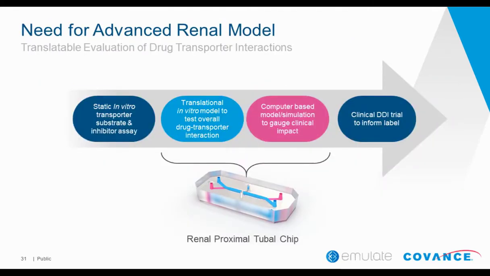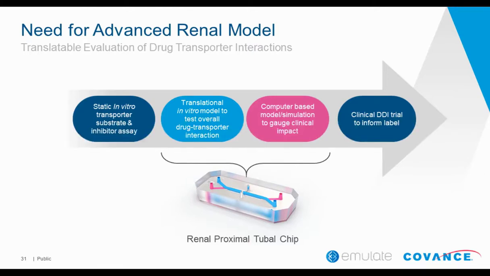So as we look at this chip, it really provides that bridge that we're looking for in terms of the need for an advanced renal model. The current static systems are good for determining whether a compound is a substrate or inhibitor of a transporter. We can determine Ki values, but what they're missing is the interaction of the transport systems.